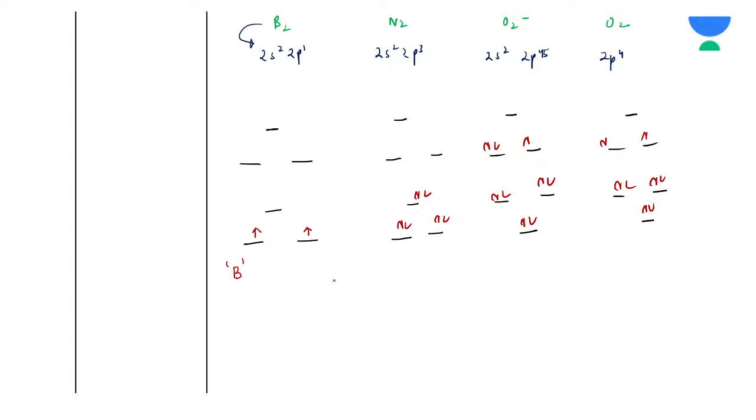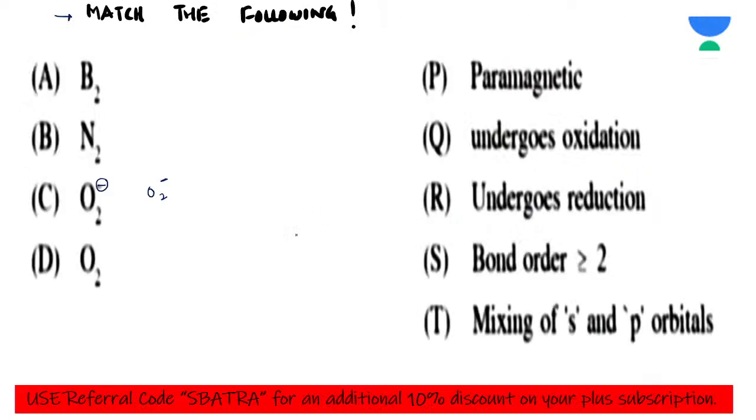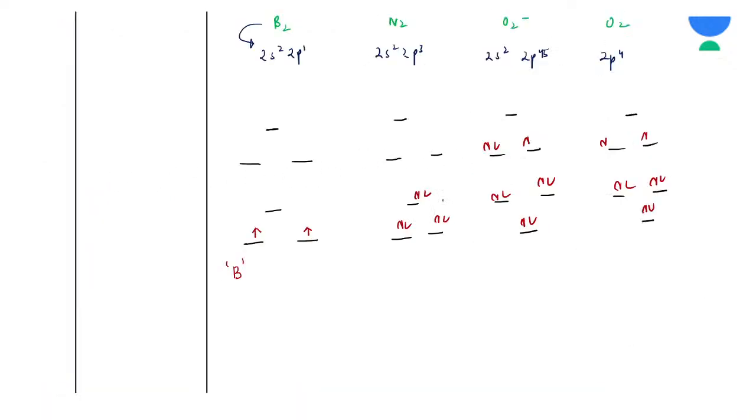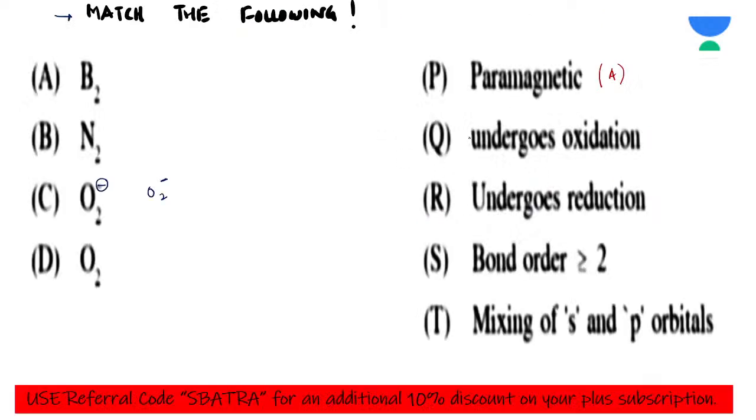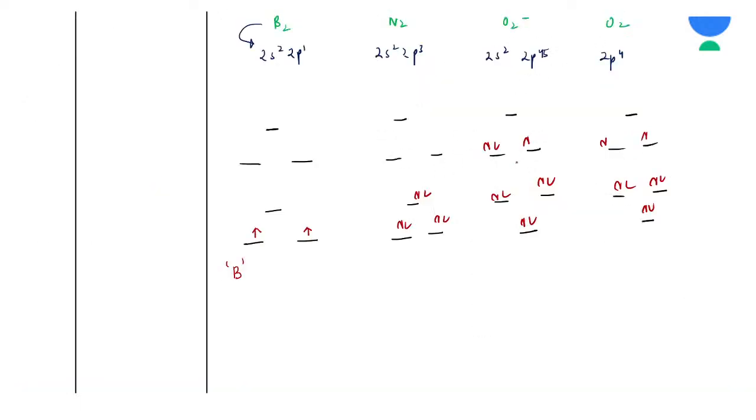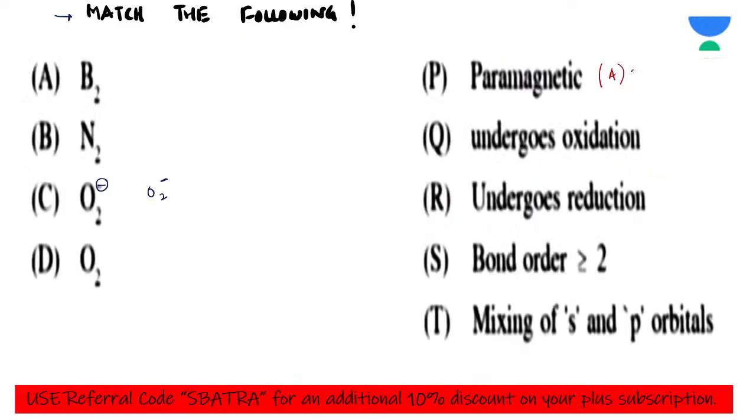Is this point clear to all of you? Definitely boron is paramagnetic, so I'm going to write down A over here. Next is nitrogen. Is nitrogen paramagnetic or diamagnetic? Nitrogen is diamagnetic. Next is O2 minus, which is definitely paramagnetic, so you write down C over here. Next is O2, which is also paramagnetic, so you need to write down D over here.